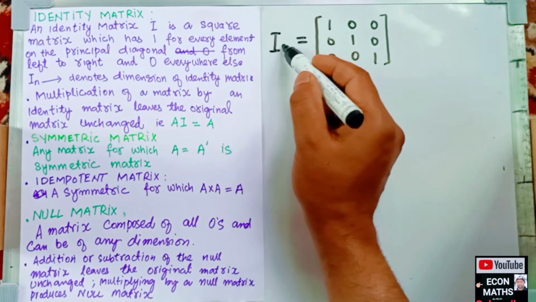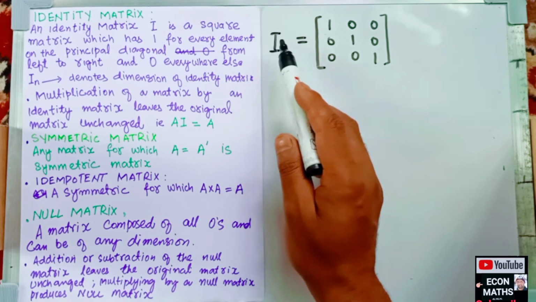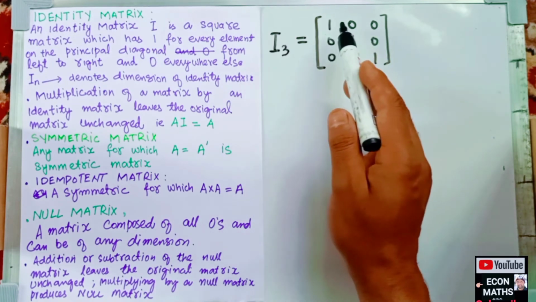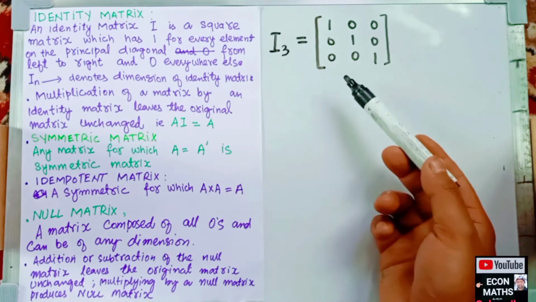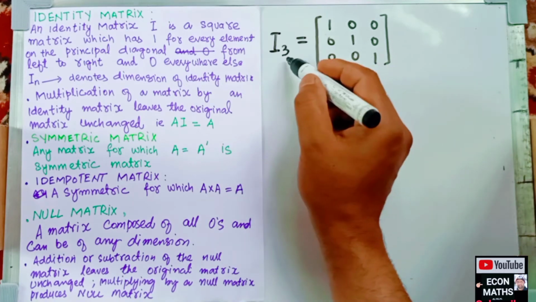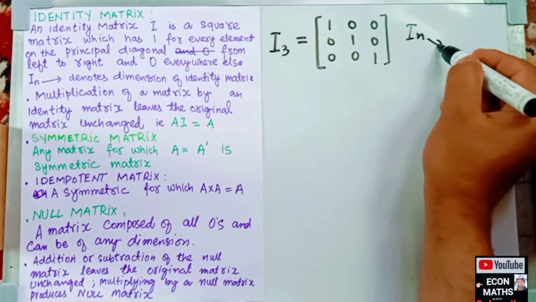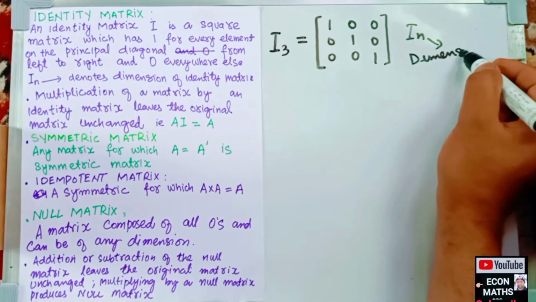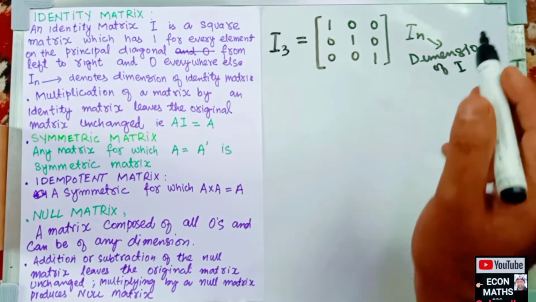Now if there is a subscript with this I, this means this is an identity matrix of dimension 3. That means it has three rows and 3 columns. So this is an example of the identity matrix. If I have I n, this n denotes the dimension of the identity matrix I.